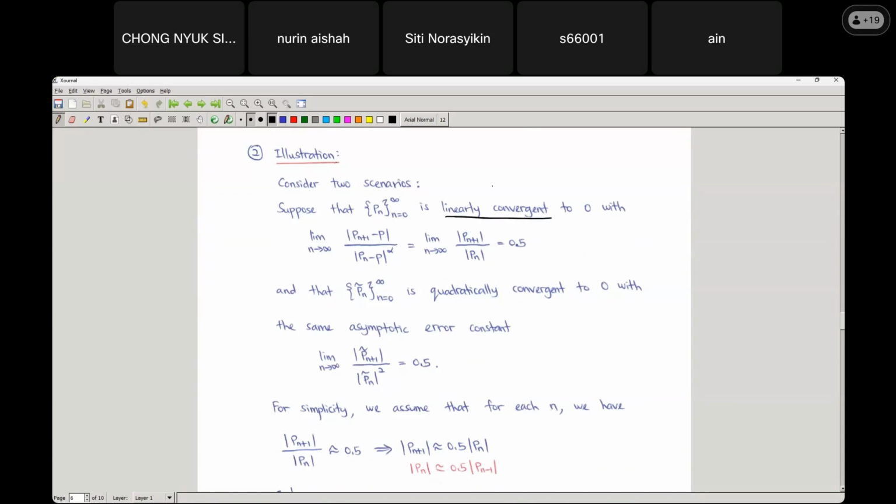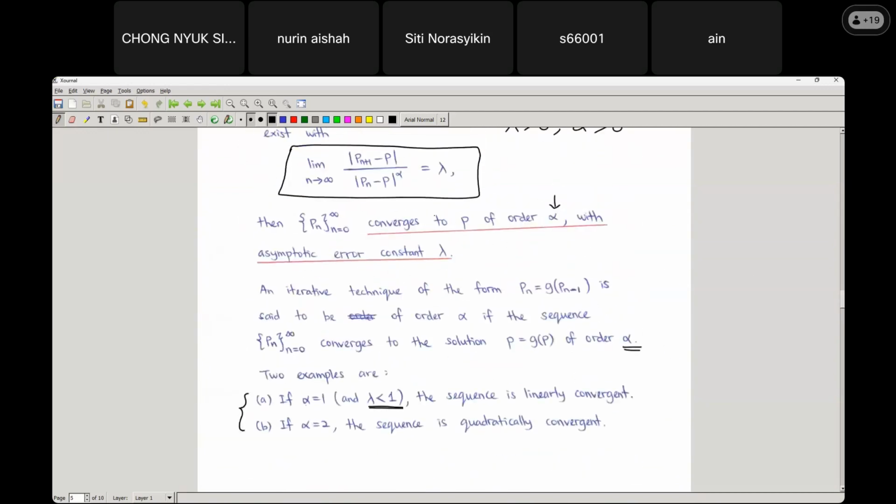So what does that mean? It means that your alpha is equal to 1. It converges to 0, so this is the value where your P is equal to 0. This is the limit, and it is given in the definition. So now you know that your P is equal to 0, and you know that your alpha is equal to 1.